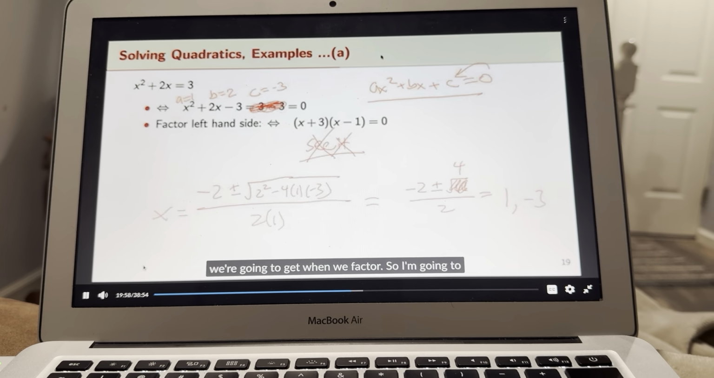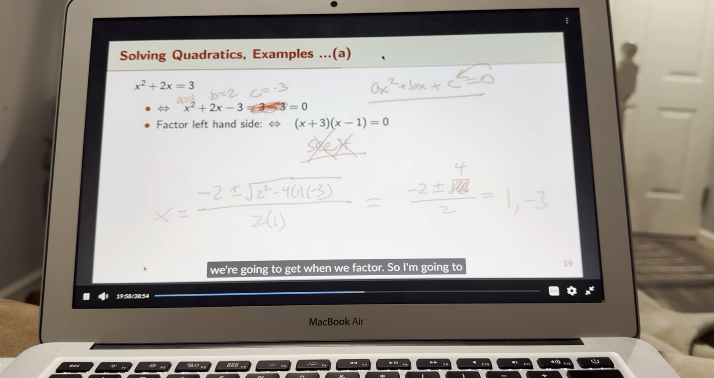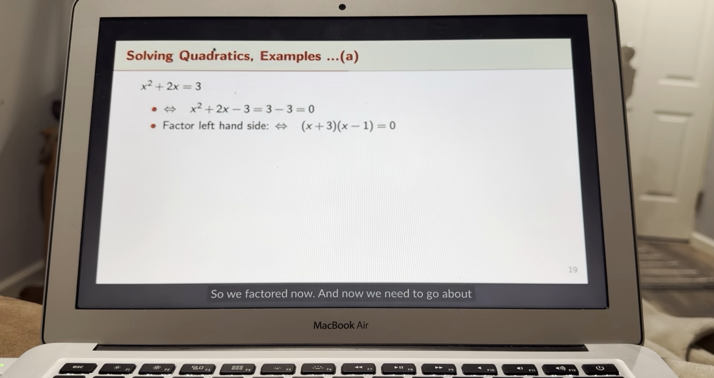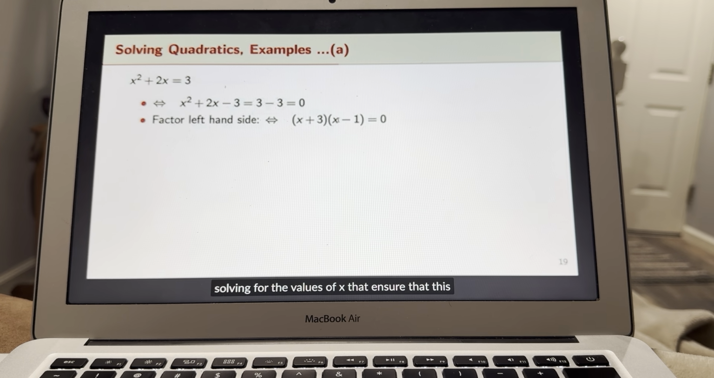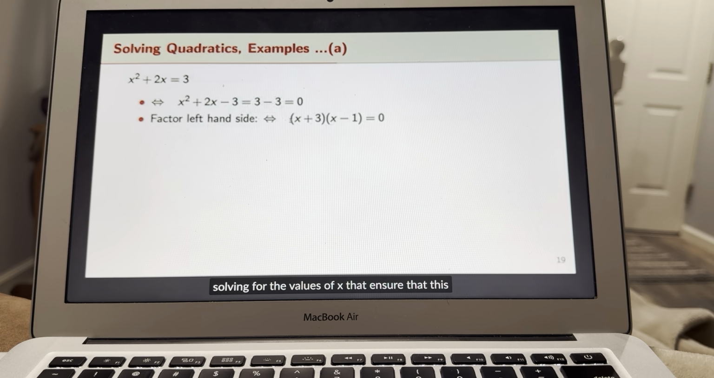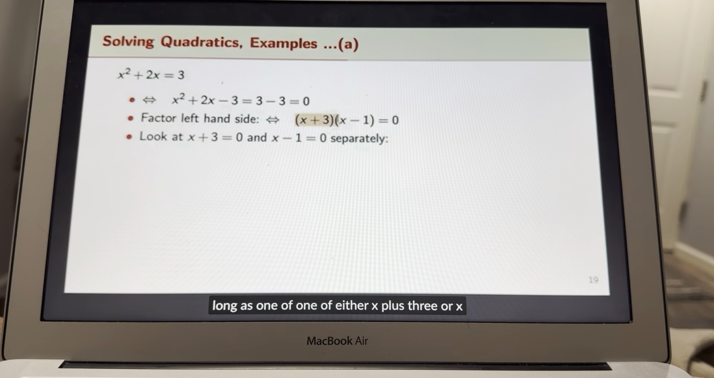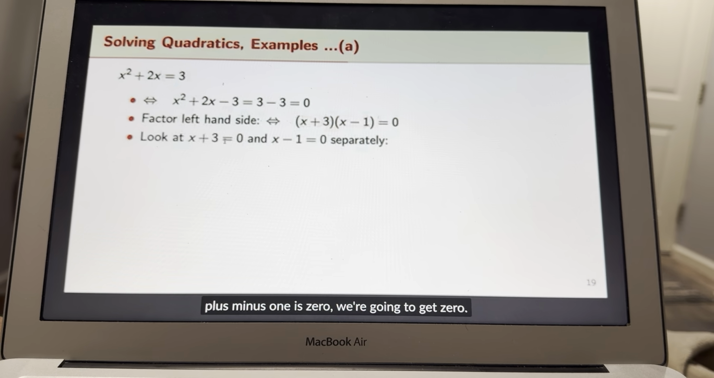Factor. So I'm going to clear this off, and I'm going to show you how to proceed by factoring. So we factored now, and now we need to go about solving for the values of x that ensure that this factorization holds. Well, what we do is we essentially have a multiplicative, and we know that only one of these needs to be 0, but as long as one of either x plus 3 or x plus minus 1 is 0, we're going to get 0.